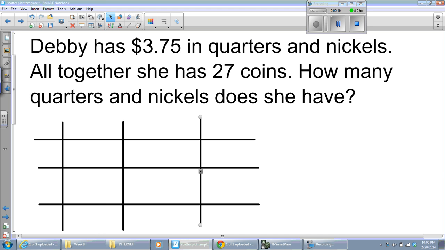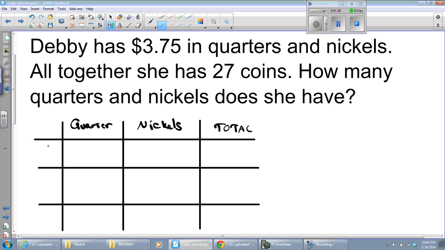So, chart's looking very much the same, and it says here, Debbie has $3.75 in quarters and nickels. Altogether, she has 27 coins. How many quarters and nickels does she have? Well, I'm going to write the first coin. Instead of just writing first coin, I'm going to write quarters. I could write nickels first if I wanted to, but it doesn't really matter. There we go, and here we'll have total.